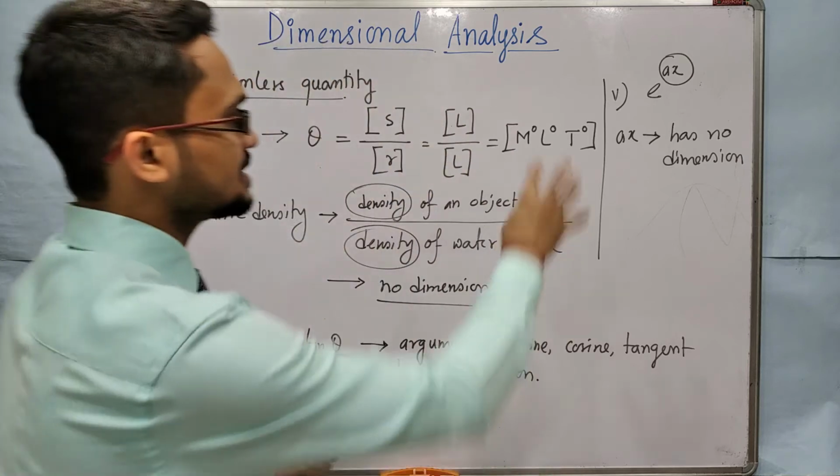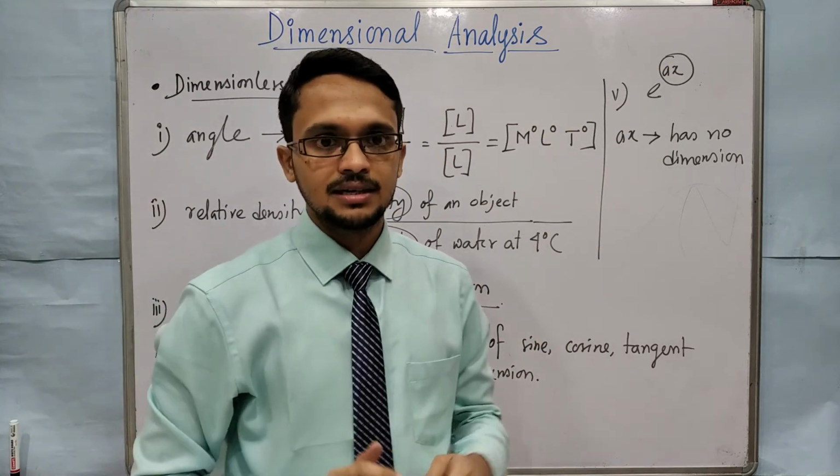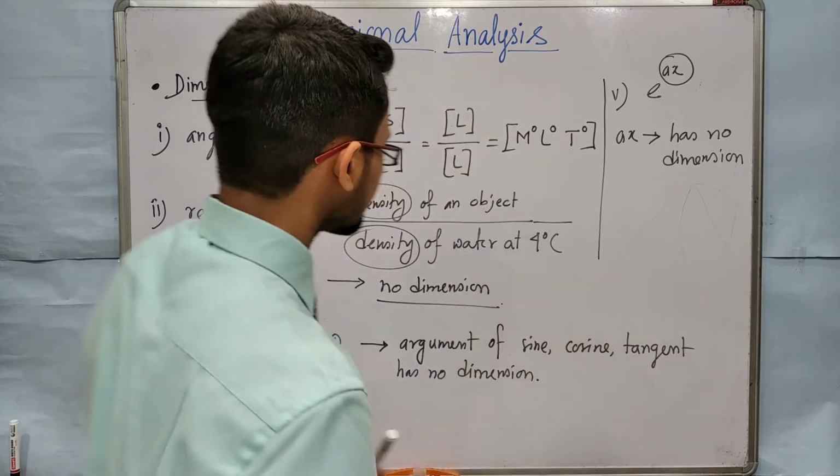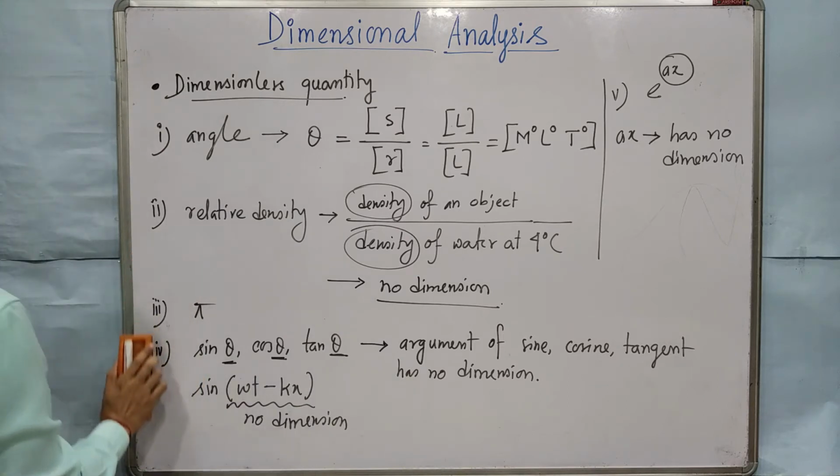So using these things, using this trick, we will solve a few numericals. Then you will understand it properly. So these are the things which have no dimensions.